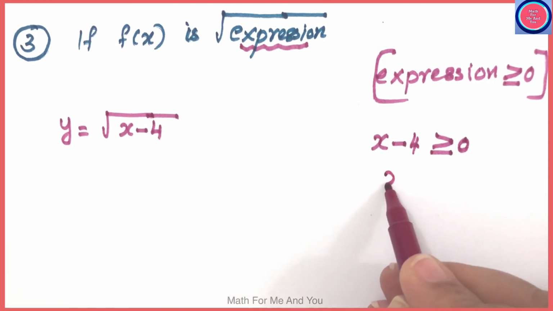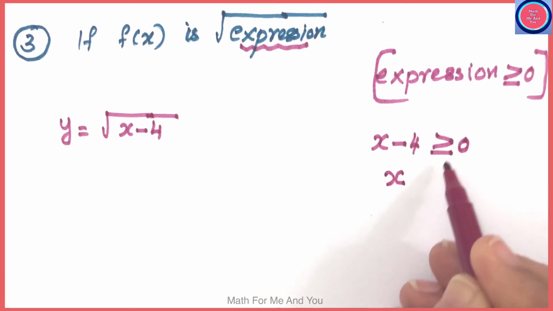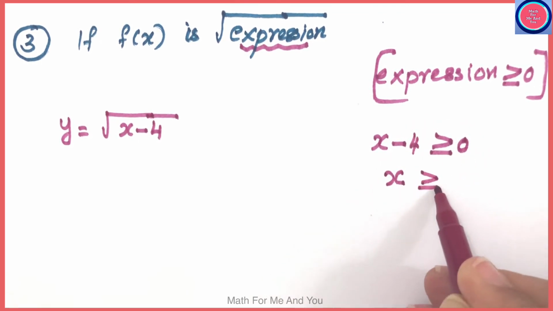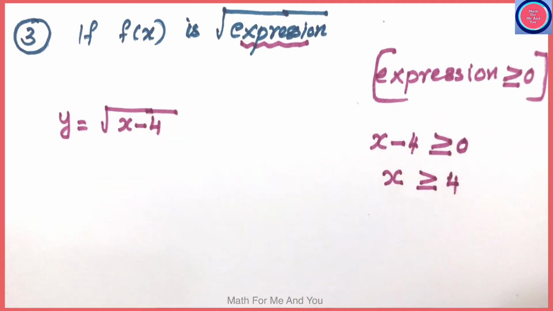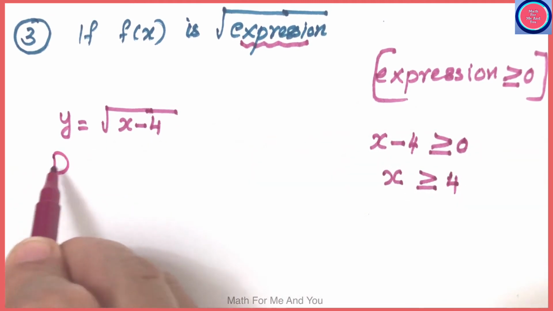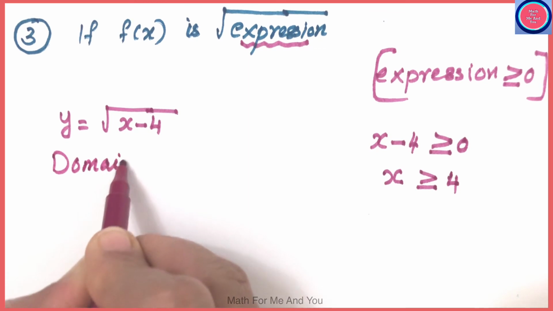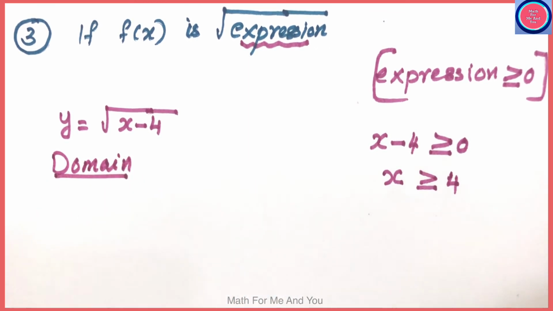From here we write what x is. X is greater than or equal to minus 4 going to the other side as positive 4, and we use the same inequality, greater than or equal to. And this is the domain. If we get x on one side, then that is the domain. So we can write the domain here: it is x greater than or equal to 4.